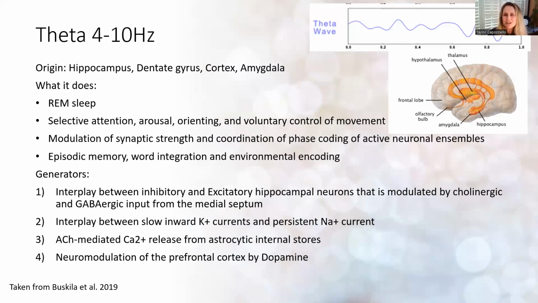The generators are the interplay between inhibitory and excitatory hippocampal neurons that is modulated by cholinergic and GABAergic input from the medial septum. We're going to go over that on the next 2 slides. Interplay between slow inward potassium currents and persistent sodium current. Acetylcholine-mediated calcium release from the astrocytic internal stores, and neuromodulation of the prefrontal cortex by dopamine. It actually is pretty complex, and we'll see that soon.